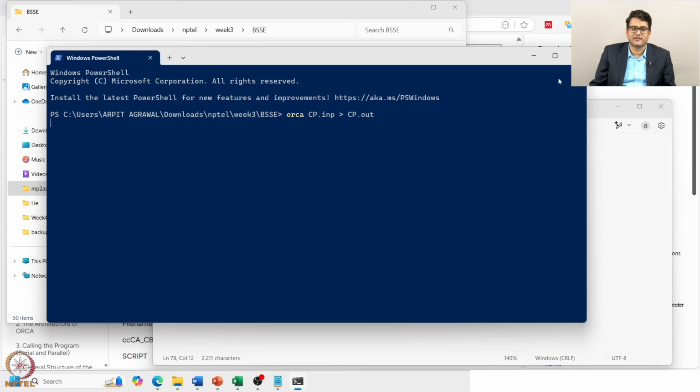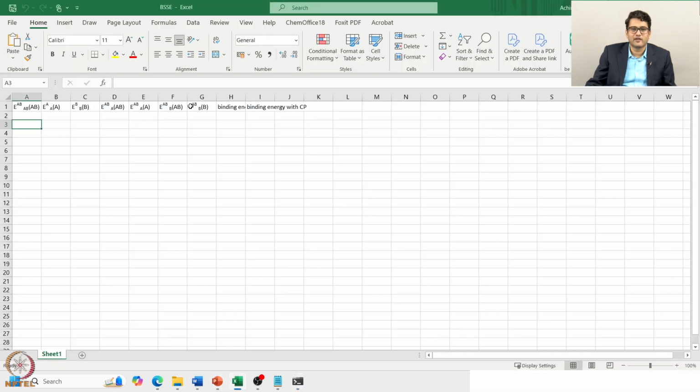And once our calculations are done, we are going to copy paste the energies one by one and then put them on an Excel sheet. So, I have prepared an Excel sheet where I have written all the quantities so that I can count. You have seen that by using this Excel sheet, we can perform these calculations quite easily. Maybe I want to insert another column where I want to write the basis set. So, these calculations we are doing at def2-SVP.